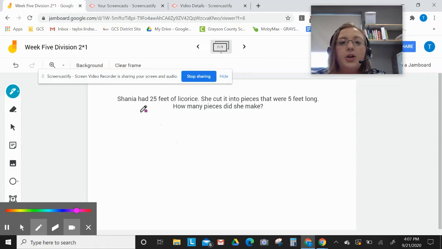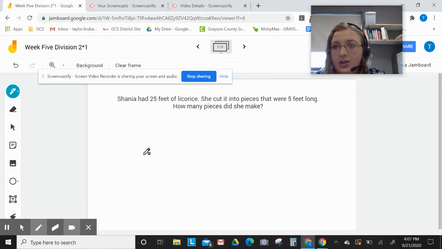So I'm first going to have to make my number sentence, my equation that I'm going to solve. My total amount of licorice was 25 feet, and I wanted to cut it into pieces that are 5 feet long. So the pieces will actually be my groups. I'm going to put the division symbol, and I'm going to put a blank because we don't know how many pieces or groups our licorice is going to make.